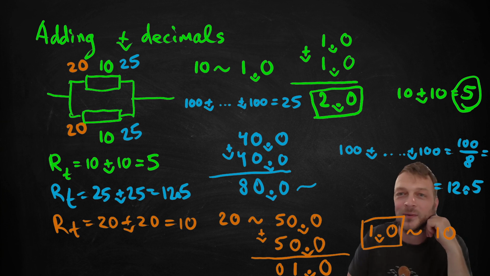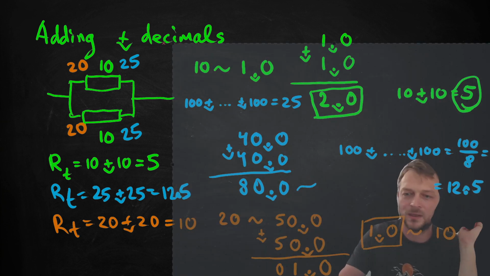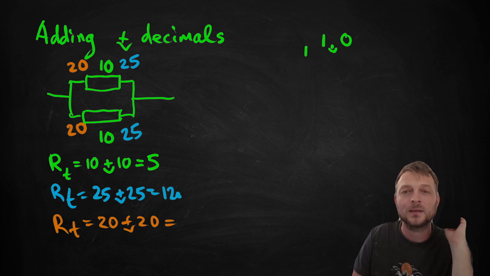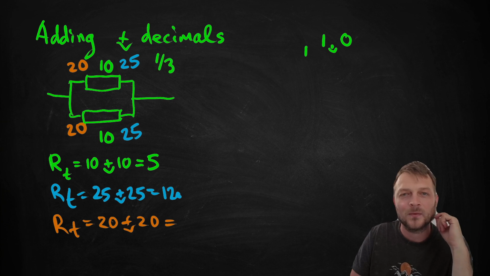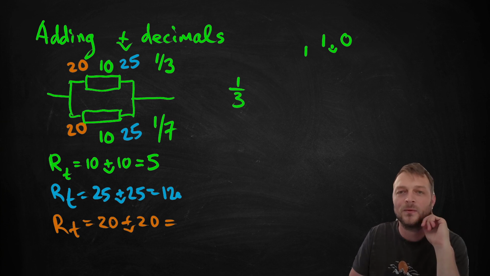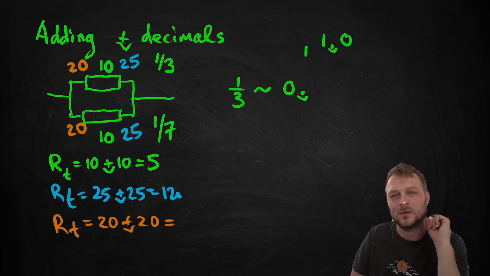Okay, very final example. Let me just delete everything here. Not everything, but I need some space. So let's have 1/3 here and 1/7 here. So 1/3 represented in our decimal form as 0.3 and 1/7 is 0.7.